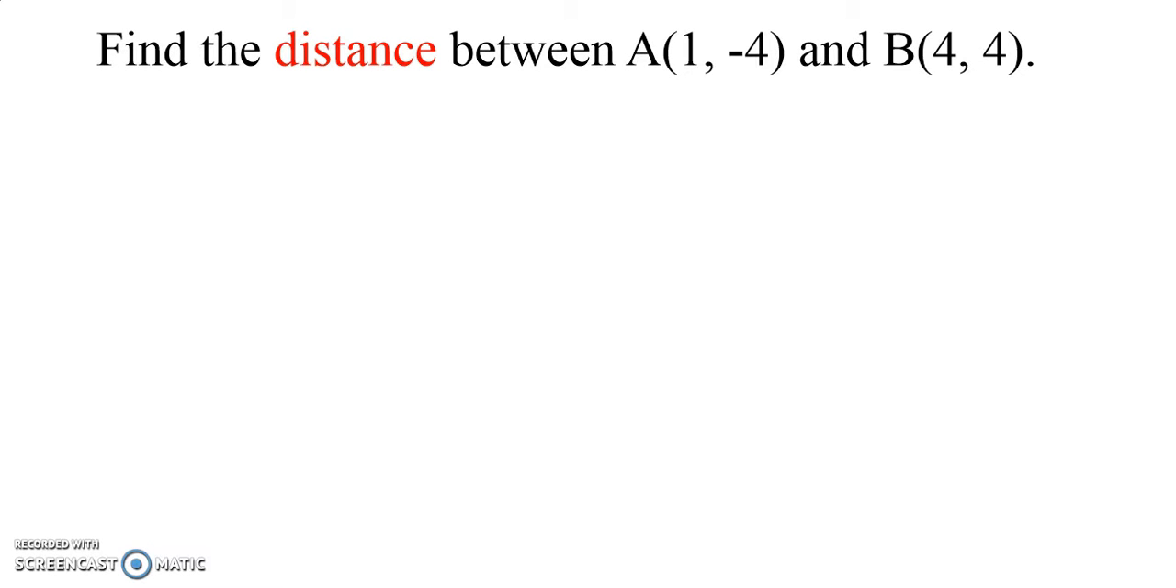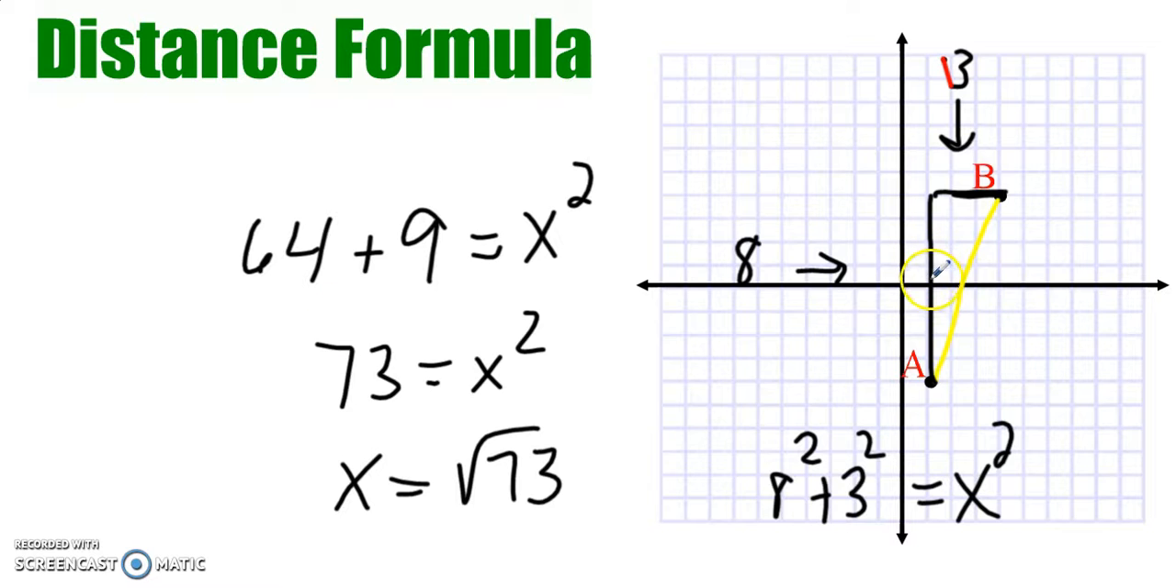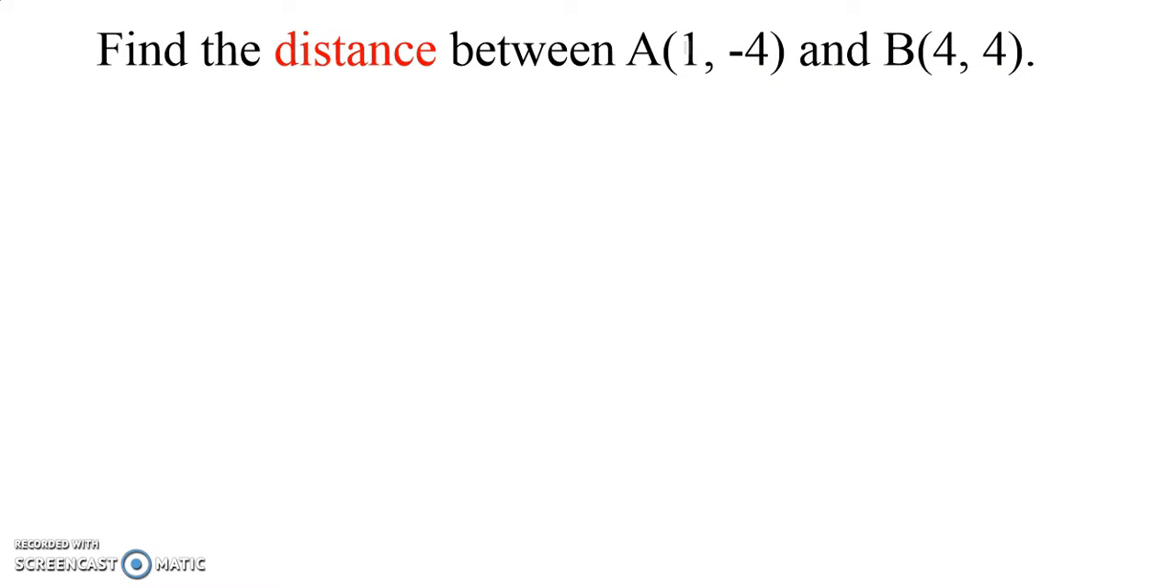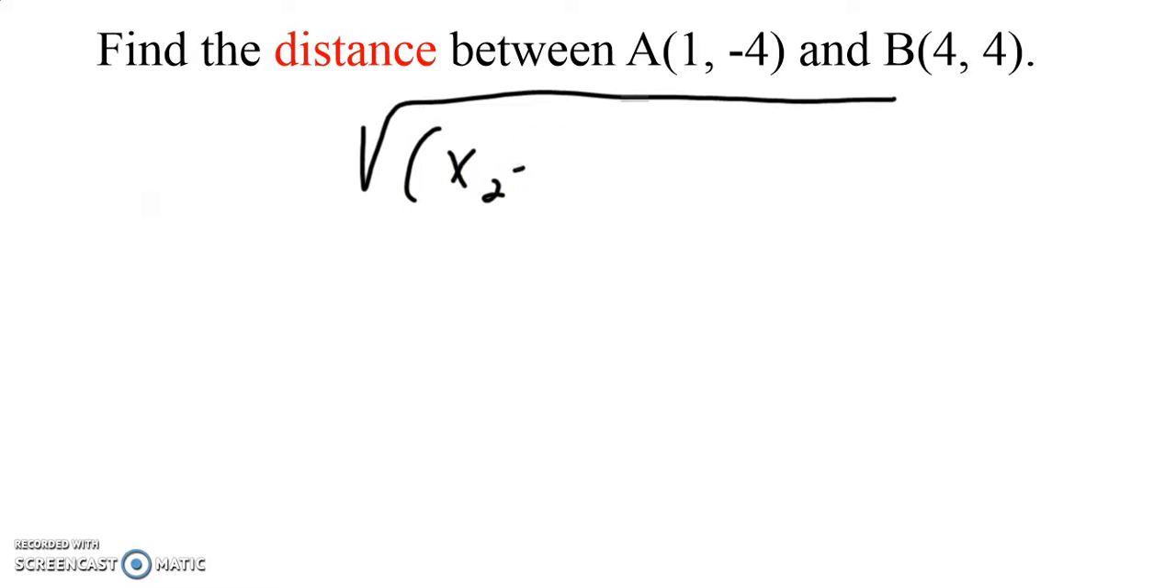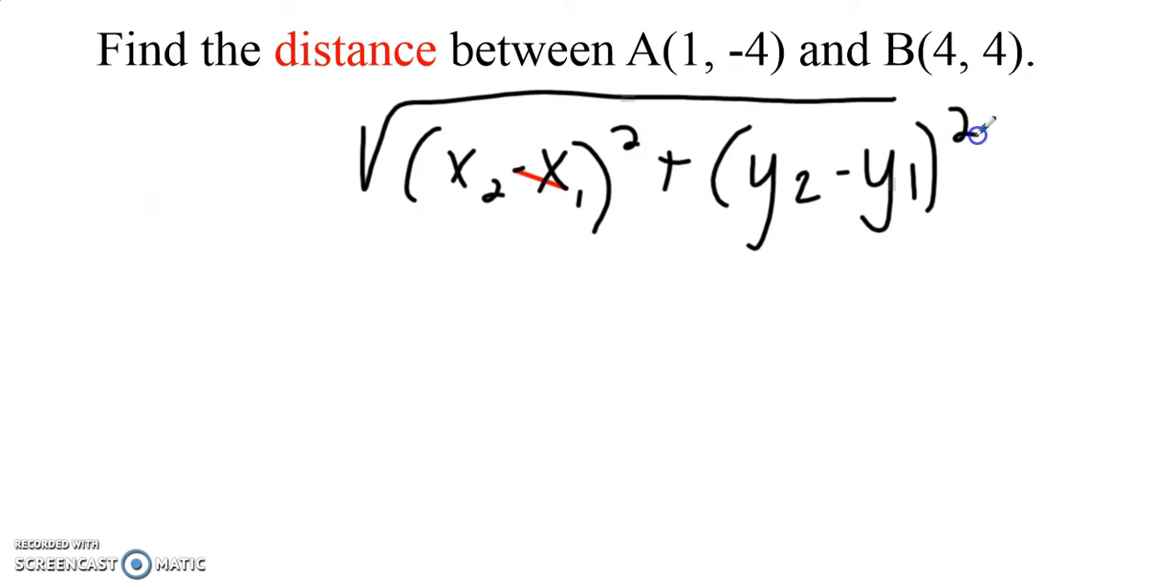So the problem is, if I give you a problem like this, where A is 1, negative 4, and B is 4, 4, do you really want to go back to negative 1, 4, and over 4 and up 4? Do you really feel like plotting the points and then trying to calculate the distance? No. So there is a distance formula: the change in your x value squared and the change in your y value squared, and then you take the square root of that. That is the Pythagorean theorem.